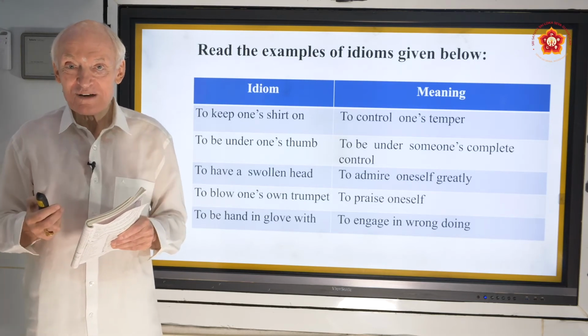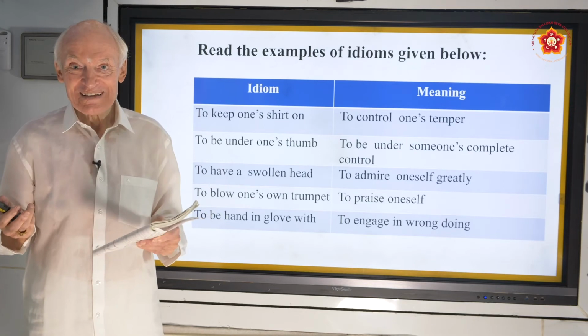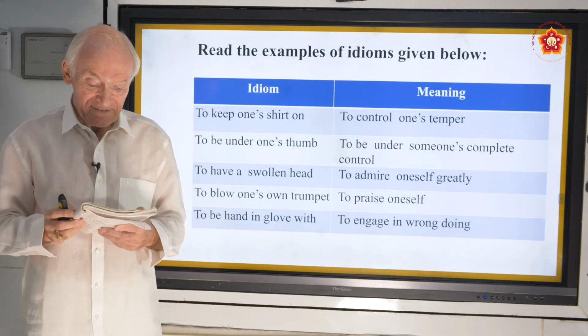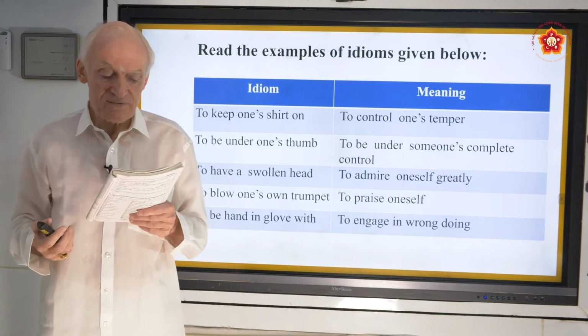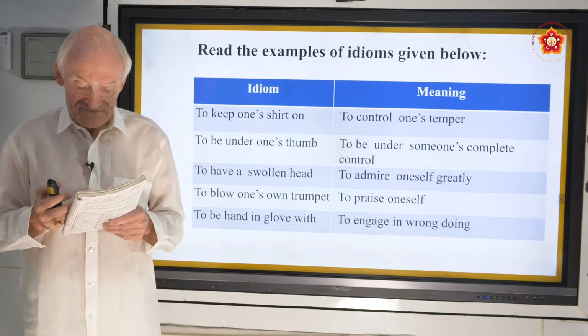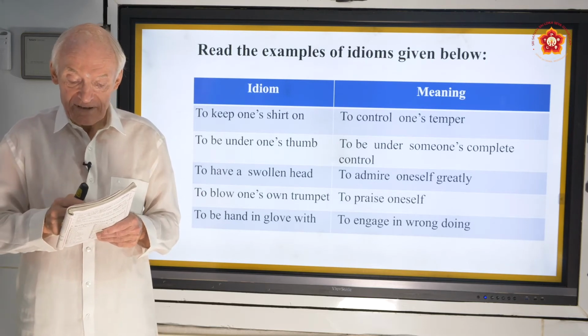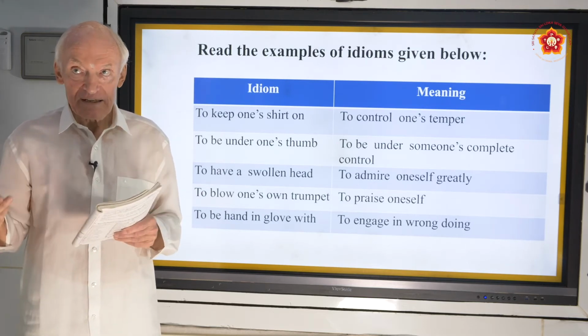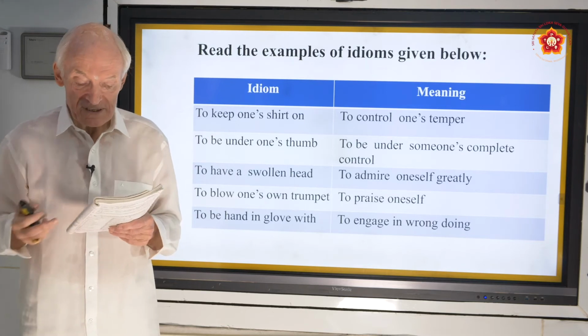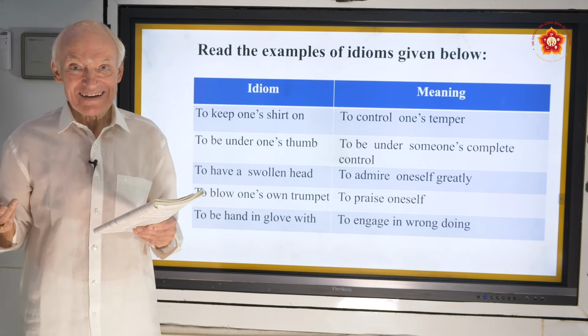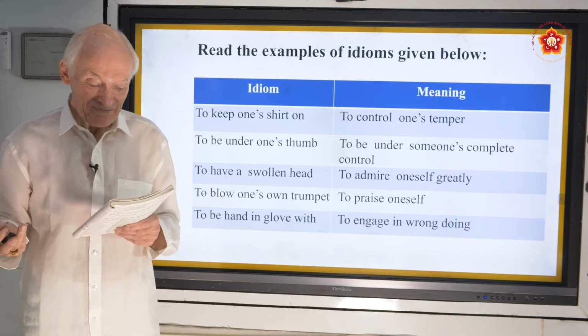To blow one's own trumpet. You're talking about yourself. You're blowing your own trumpet. It's to praise yourself. To be hand in glove with, to be in trouble, or to engage in wrongdoing is what it means. You're hand in glove with somebody and the two of you are doing something that's not proper. To be in the soup. You're in hot soup, okay? It's not comfortable. You're in trouble.